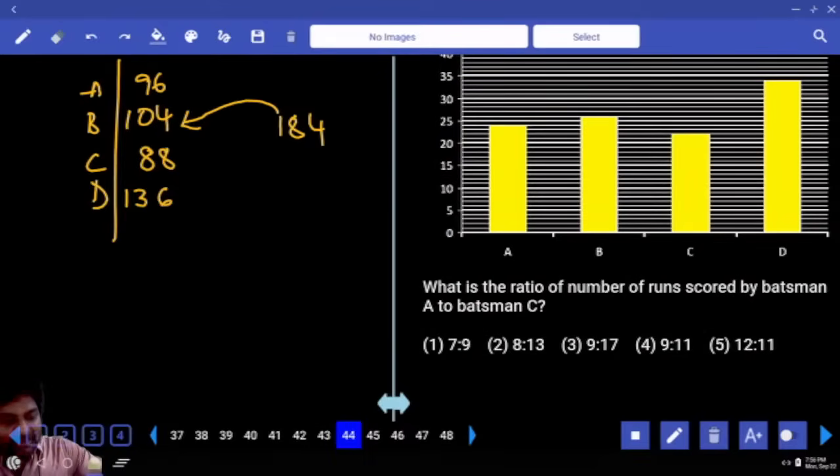What is the ratio of the number of runs scored by batsmen A and C? A, 96. C, 88. When I see 96 as the numerator, is it a 3 multiple? No. So your first number should be a 3 multiple. Moreover, look at the denominator, 88, an 11 multiple. Is your numerator an 11 multiple? No. So for the final answer, your first number should be a 3 multiple and your second number should be an 11 multiple.